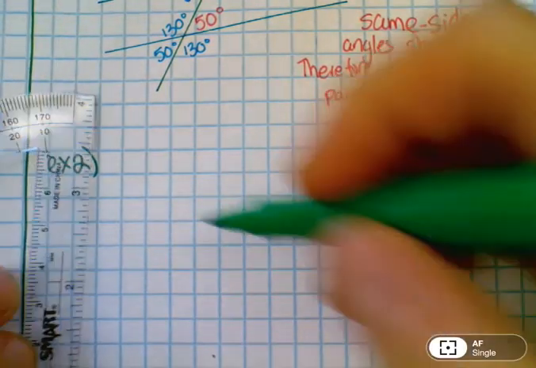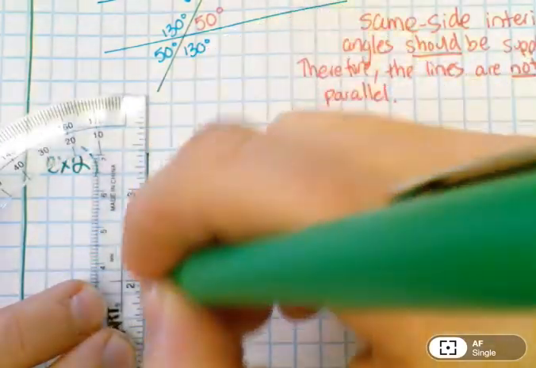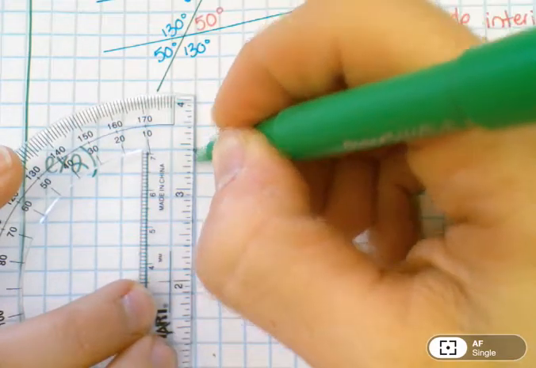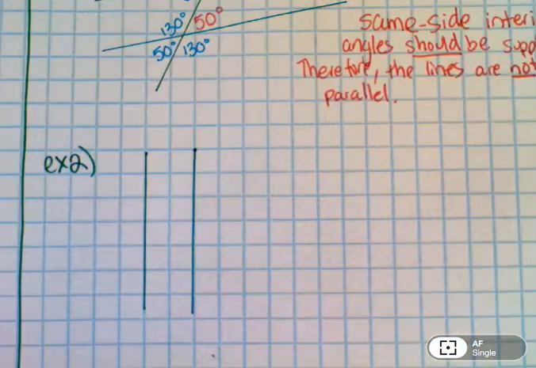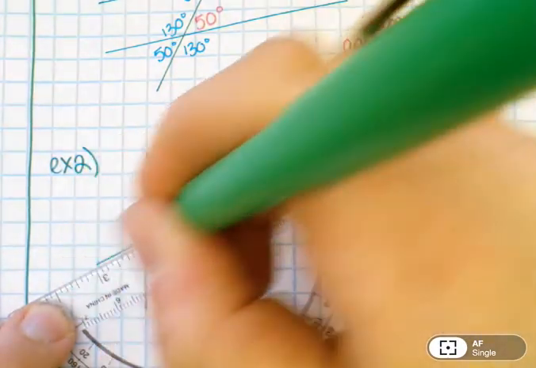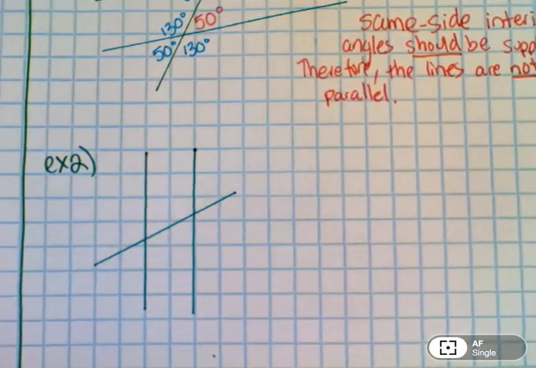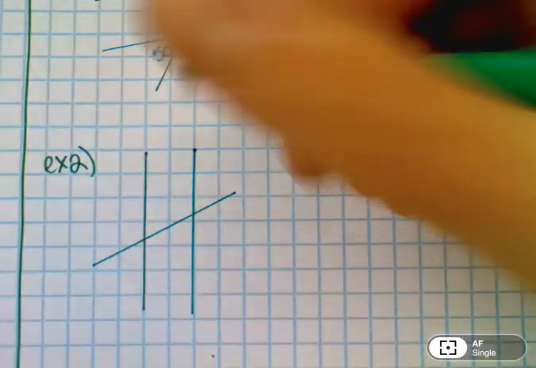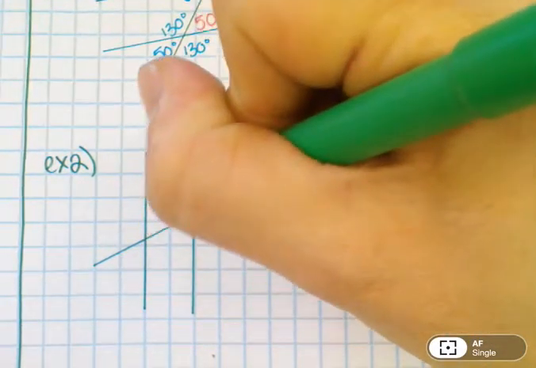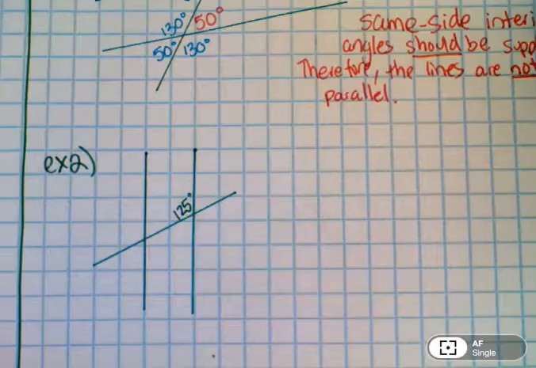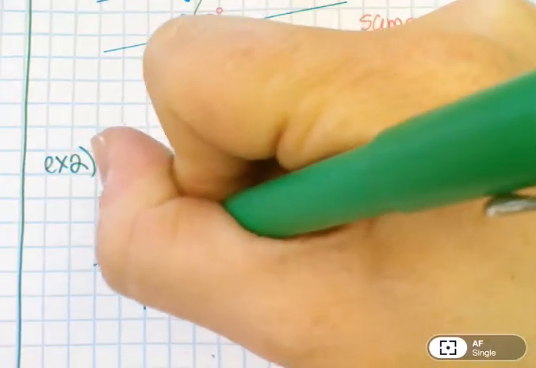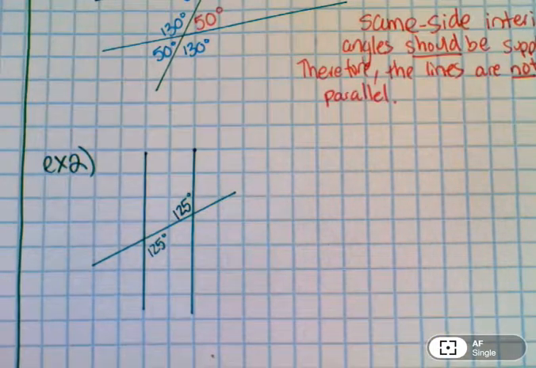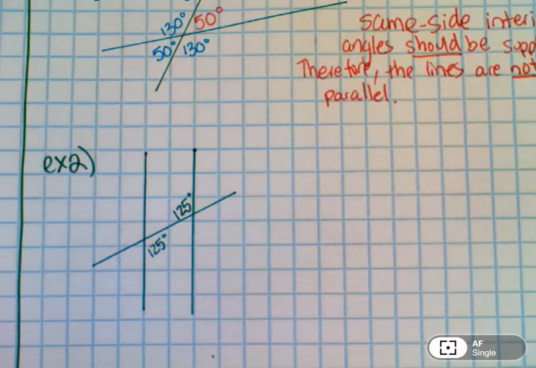I'd like you to draw two vertical lines this time. Maybe they're parallel, maybe they're not, we don't know. Two vertical lines. And then draw a transversal going through them. We're going to say here that this angle is 125 degrees, and this angle is 125 degrees. The question is, is that enough information to know whether the lines are parallel or not?